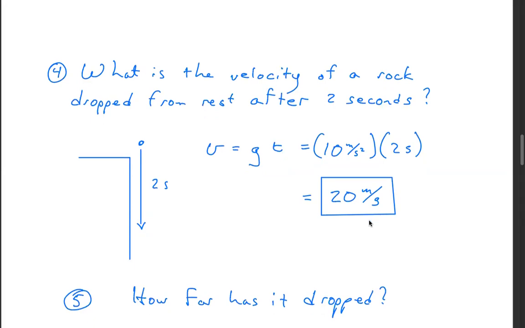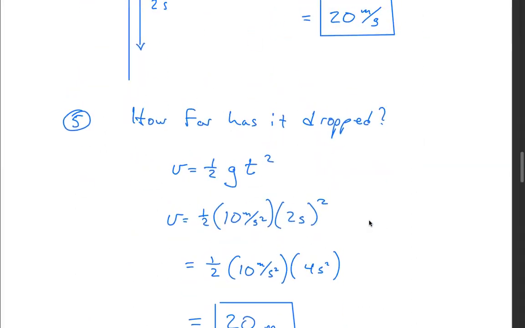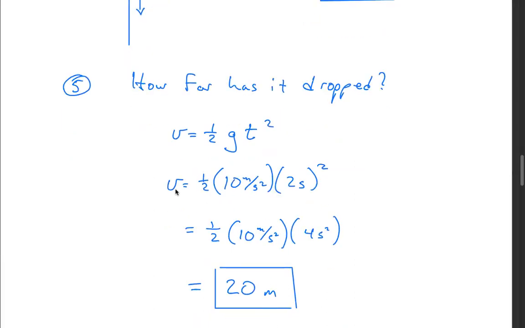Okay, how far has it dropped in that same time interval? Well, there we use the V is equal to 1/2 AT squared, but in this case, the A is the gravitational acceleration, G. So I have V here. It should be D. I'm gonna correct that in the handout.